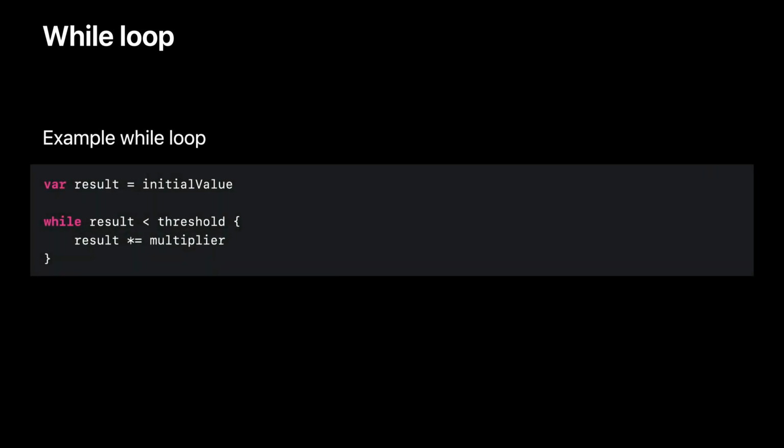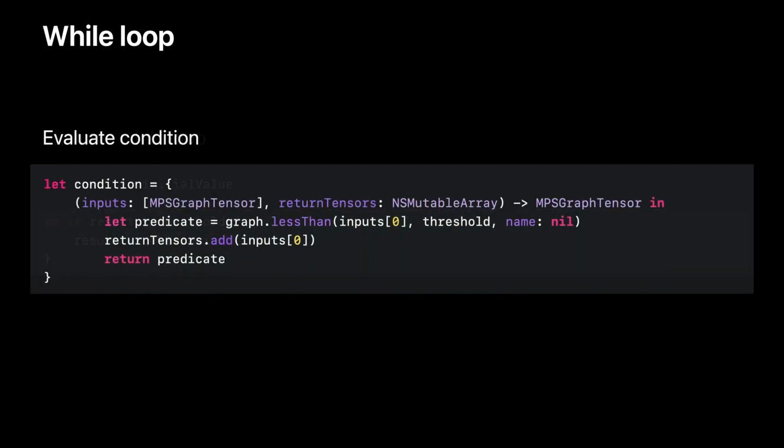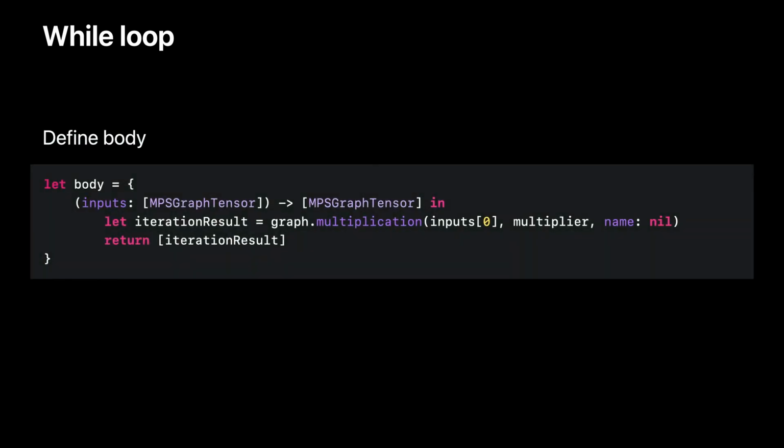Let's say we wanted to implement a really simple example. We'll initialize the result variable to some input value. Then we'll multiply the result by a multiplier each time in a loop till we exceed a threshold. First, we define a block of code that will evaluate the predicate using the result of the previous iteration. It also stores the results of the previous iteration in a return tensors NS array. This array will be used as the input to the next iteration when the predicate is true, and used as the final result if the predicate is false. Next, we define the body of the while loop, where the tensors are multiplied. The product is returned for the condition block to read.